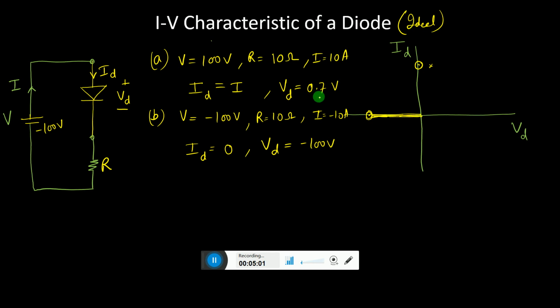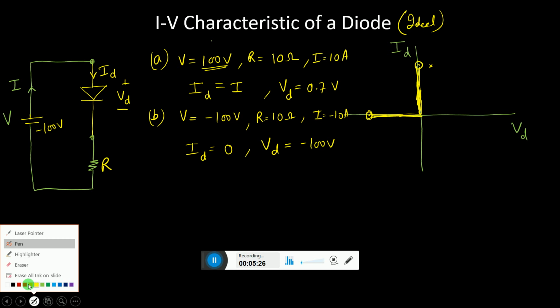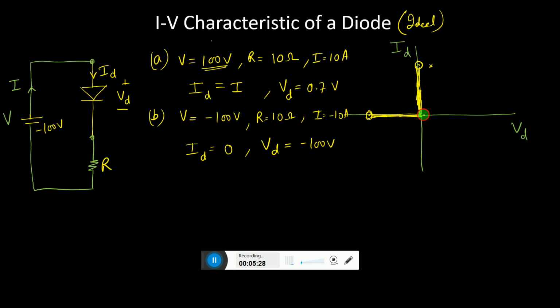And in case A, whatever the voltage we are going to give, 100 volts or 50 volts or 20 volts, the voltage across the diode will be 0, or it is 0.7, and there will be a current, but there will not be any voltage across the diode. In the ideal condition, if we consider the ideal case, then we will get this as a cross.